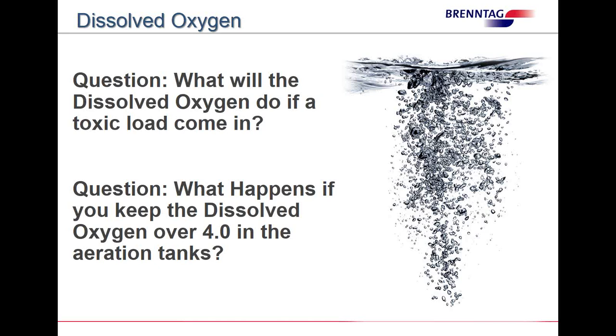A good way to test this out is to go to the local treatment plant if you're in industry and get some of their activated sludge and put an aerator in it. Start pouring your water into it. If the DO goes down, it's probably very treatable. If it goes up, then we got a problem. Okay? My second question is, what happens if you keep the dissolved oxygen over 4 in an aeration tank? And the answer is, you're wasting electricity.